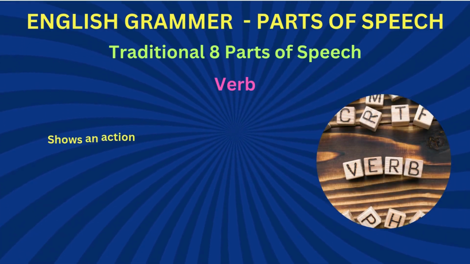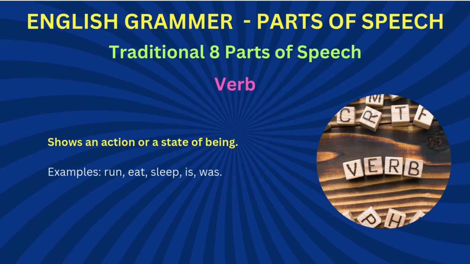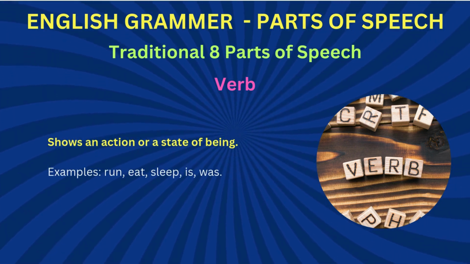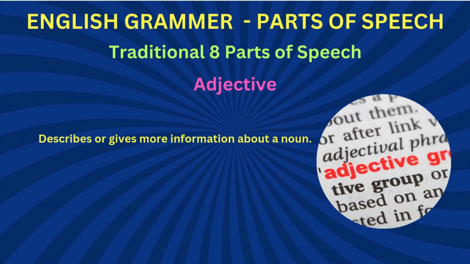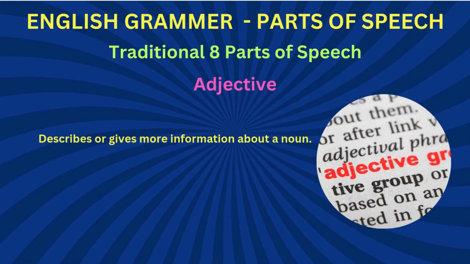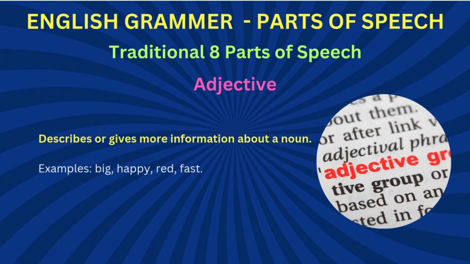Verb. Shows an action or a state of being. Examples: run, eat, sleep, is, was. Adjective. Describes or gives more information about a noun. Examples: big, happy, red, fast.